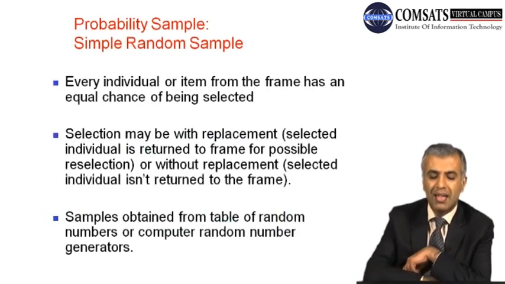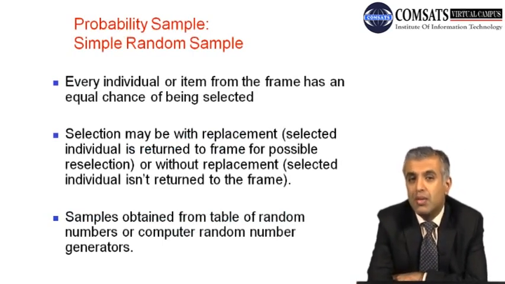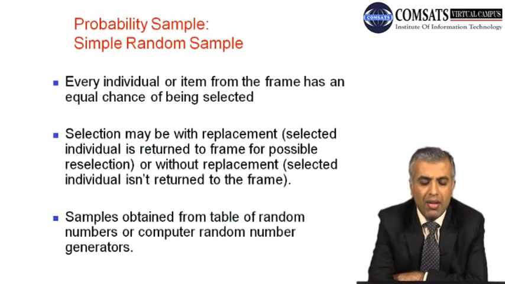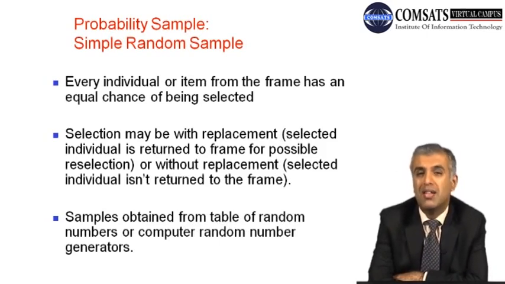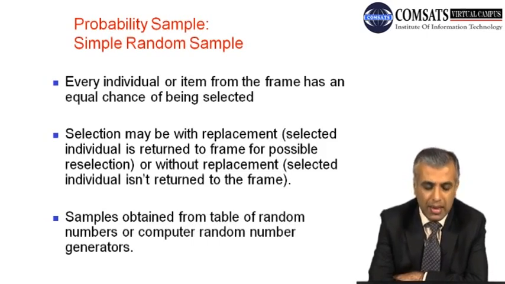In simple random sampling, every individual item has an equal chance of being selected. However, there are 2 main types which need to be considered. One is sampling with replacement, in which the individual is returned to the frame for possible reselection, so there are equal chances that the item is reselected when we run the sampling procedure. Then there is another type, without replacement, in which the selected item is not returned to the frame, so there is no chance that the item is included again.